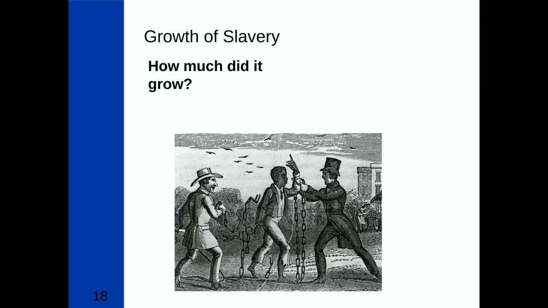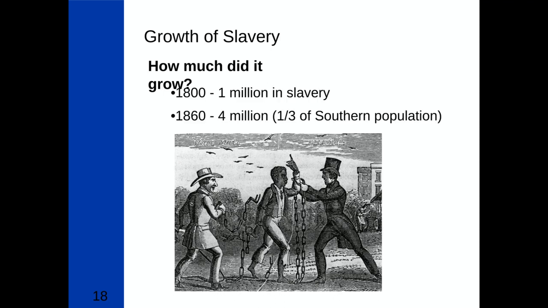So how much did slavery grow? From 1800, it was at 1 million. By 1860, it was at 4 million, 1/3 of the southern population. And of course, the invention of the cotton gin is going to cause the explosion of slavery in the South. The idea that cotton is a major cash crop. And so, again, slavery exploded mainly due to the cotton gin and cotton.